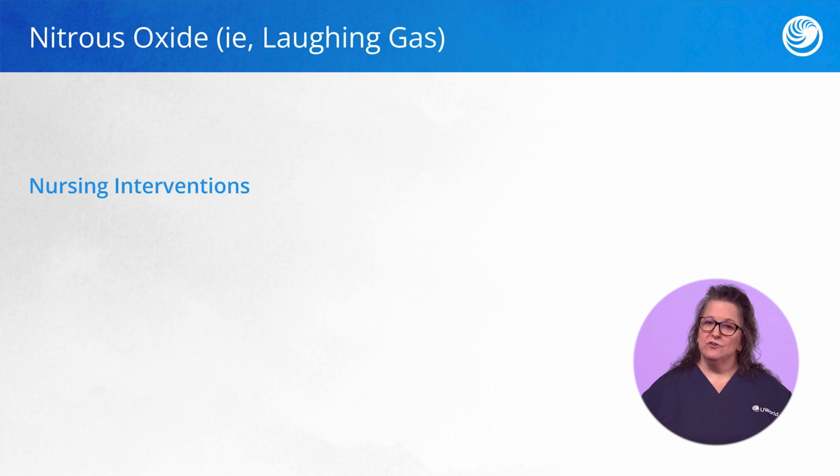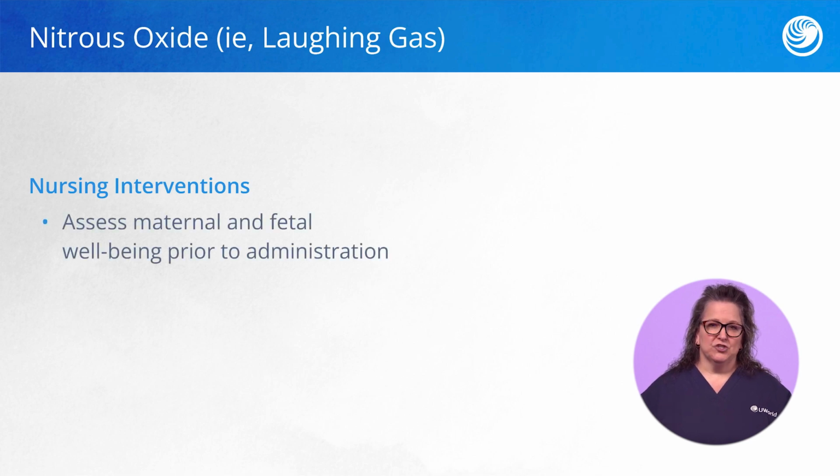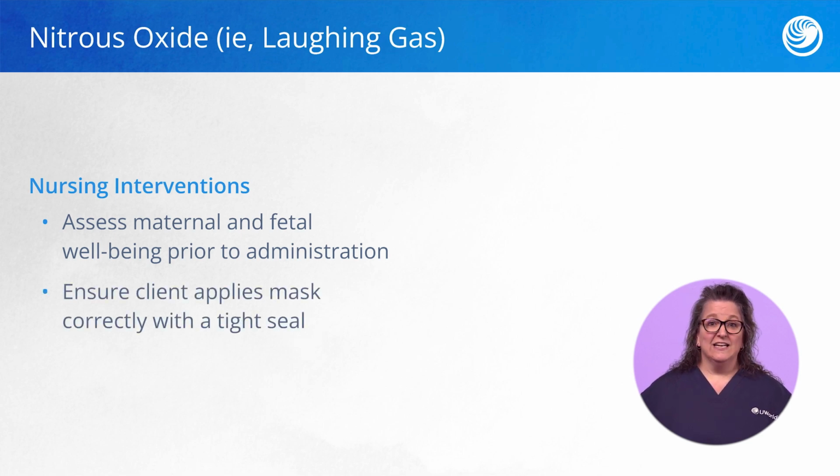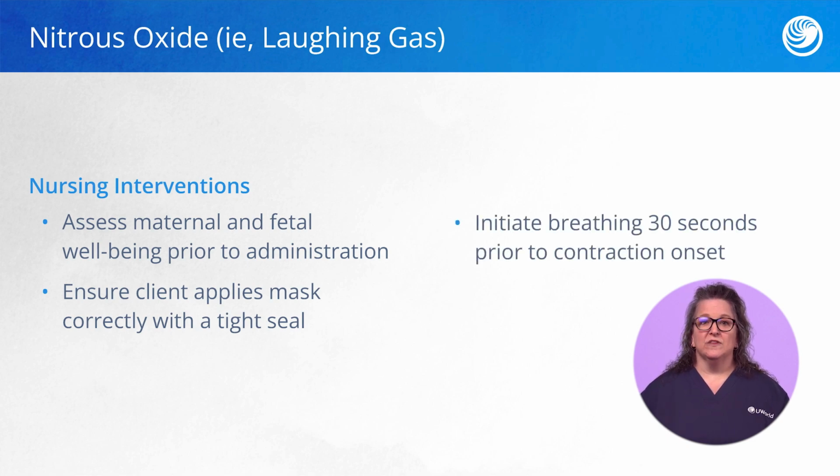Nursing interventions for nitrous oxide. Assess maternal and fetal well-being prior to administration. We need to know what their baselines are and also that they are stable. Ensure the client applies the mask correctly with a tight seal. The tight seal is required for some masks to work properly and release the nitrous oxide. Initiate breathing with the mask in place 30 seconds prior to the contraction onset to ensure it reaches therapeutic level for the peak of the contraction.